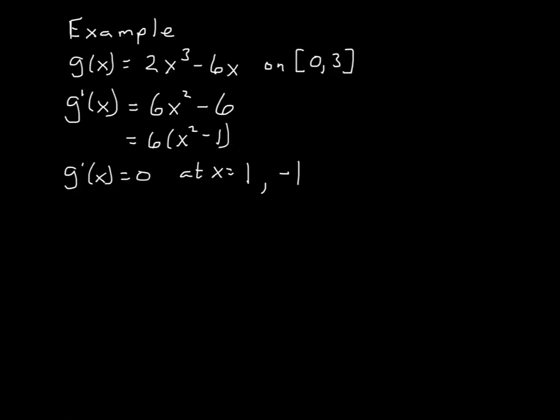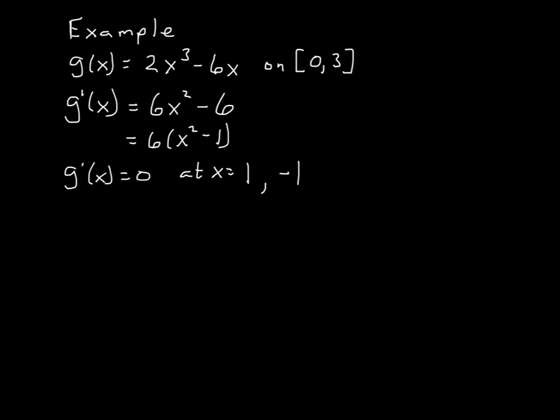Let's take a look at this example here. We have a function g of x, which is equal to 2x cubed minus 6x, and we're looking at the closed interval from 0 to 3. Because we are looking at an interval from 0 to 3, a closed interval, we know a maximum and a minimum does occur.